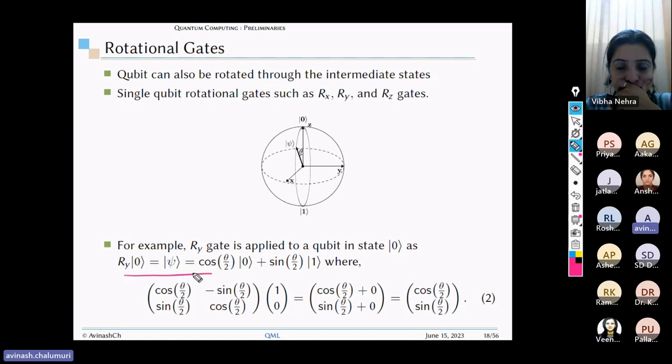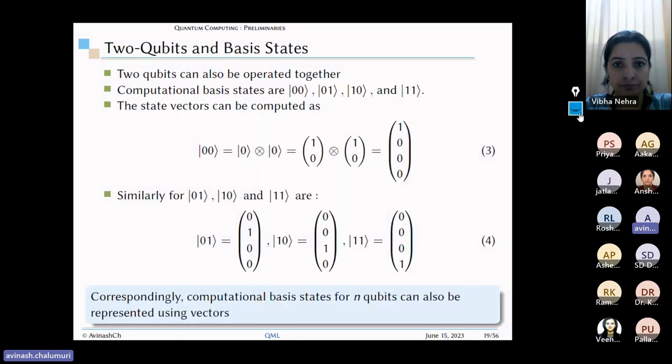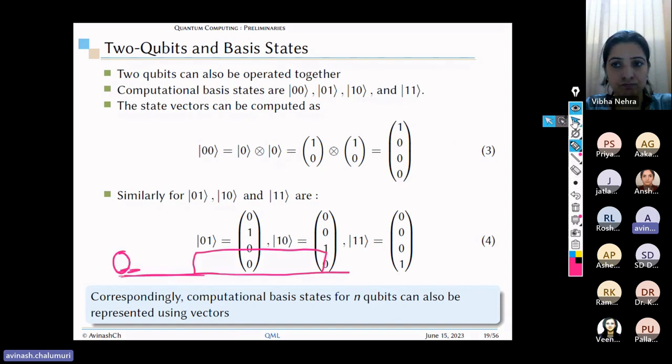And this is again the math behind the rotational gate. If your initial state is ket 0, after passing through the RY gate, it will be pushed into this particular state, where theta is the angle that it makes with that particular axis. With respect to the y-axis, this is the angle. In a similar way, you will have it for the x-axis and also the z-axis.